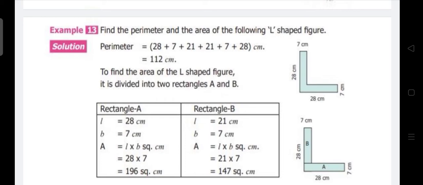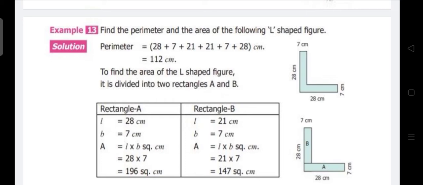This L-shaped figure is in the rectangle shape. So you make it as two rectangles, A and B. If we join this, you will get 28 centimeter as the length and 7 centimeter as the breadth. In rectangle B, 28 minus 7 gives 21 centimeter as length and 7 centimeter as breadth. Rectangle B.